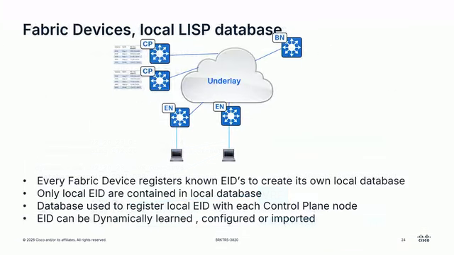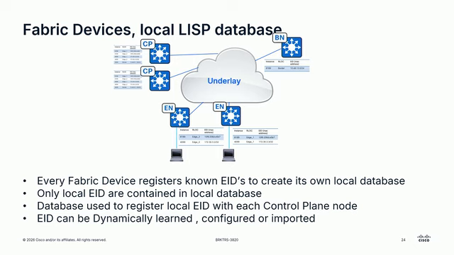Good, that's the information on the control plane nodes. Obviously, we also need something on the local side of things. The edge nodes themselves, they also build a small database. The control plane node has a full database of the entire fabric. Every edge node and every fabric device, border device, creates a database as well, but it's local information. And whatever it learns inside this local database, it will register with the control plane node, and the control plane node will have the entire overview of the entire topology.